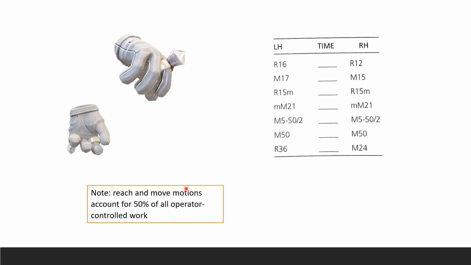And reach and move motions account for about 50% of all operator controlled work. Okay, we have two kinds of controlled work in a facility. One is operators and the other one is your machines or robots.